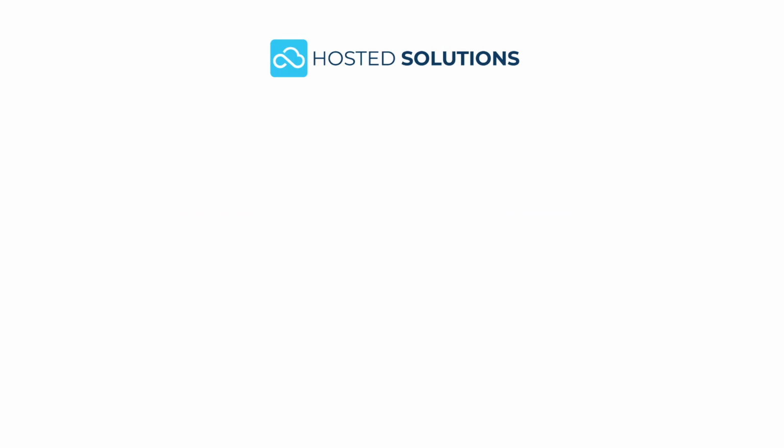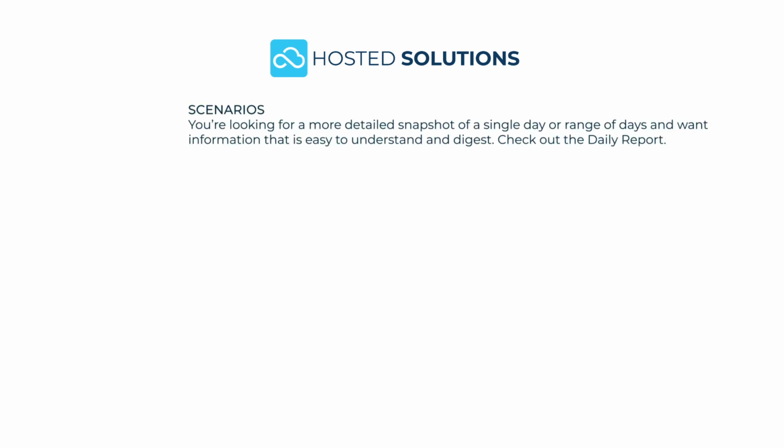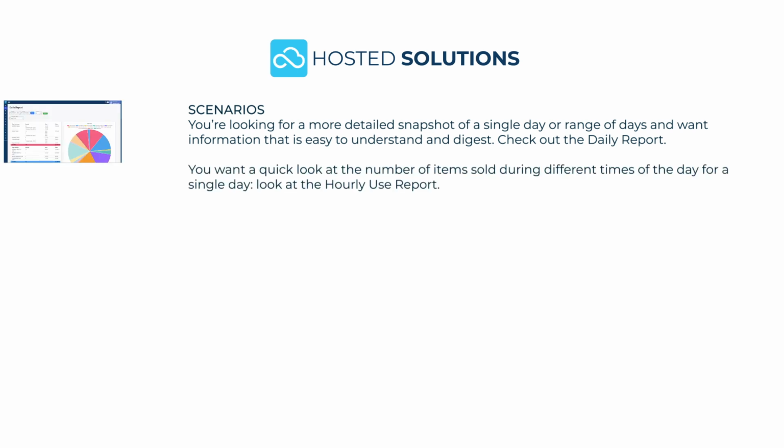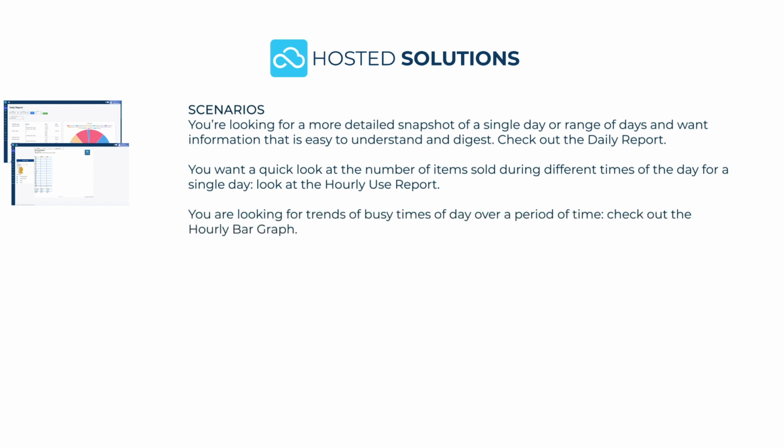Let's go over a few example scenarios and which report would be the most useful. 1. You're looking for a more detailed snapshot of a single day or range of days and want information that's easy to understand and digest. Check out the daily report. 2. You want a quick look at the number of items sold during different times of the day for a single day. Look at the hourly use report. 3. You are looking for trends of busy times of day over a period of time. Check out the hourly bar graph.